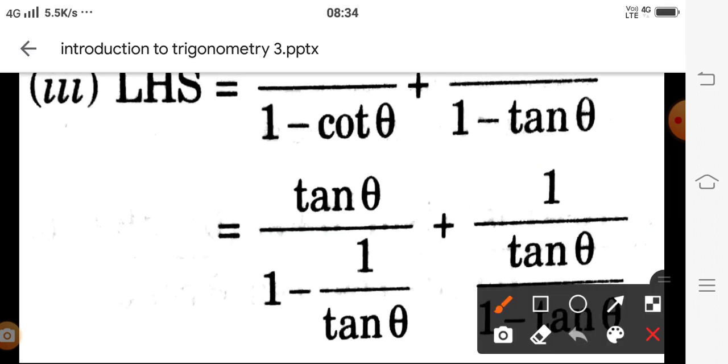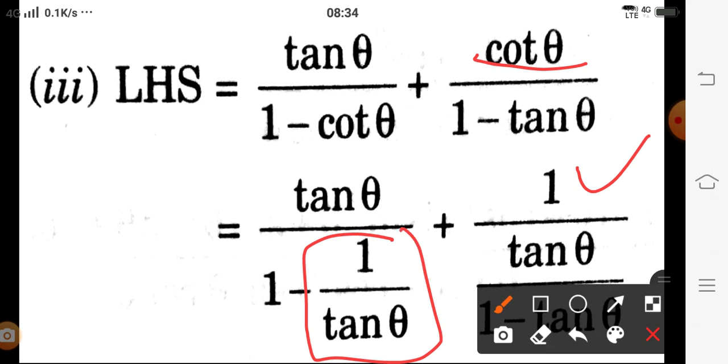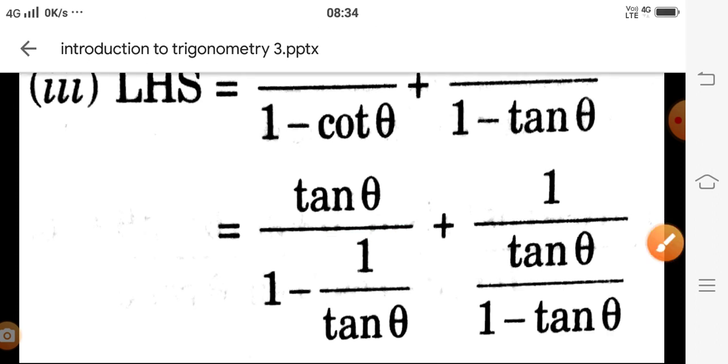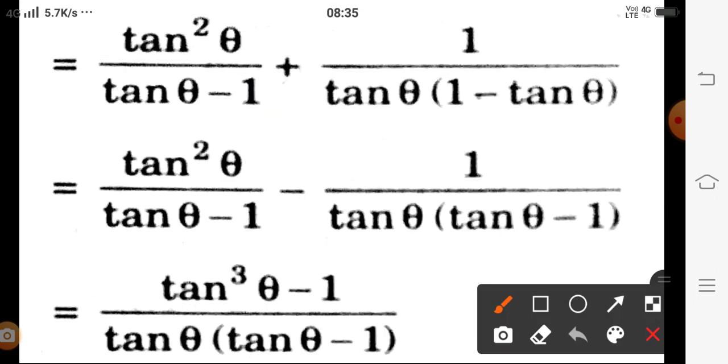I am converting these values, I am not taking the value in terms of sin and cos, I am just taking the values of cot in terms of tan. Then in place of cot theta I am able to write 1 upon tan theta, and similarly here I am also doing 1 upon tan theta. Then on doing this and after taking the LCM, what I am getting here is tan square theta upon tan theta minus 1 plus 1 upon tan theta into 1 minus tan theta.